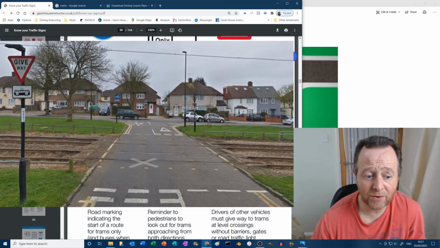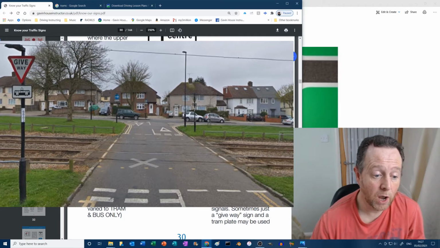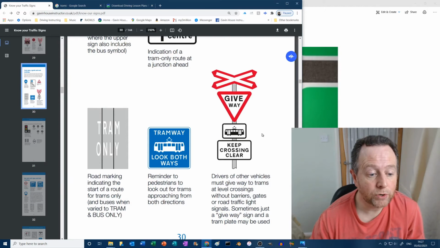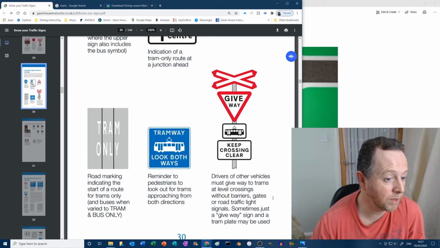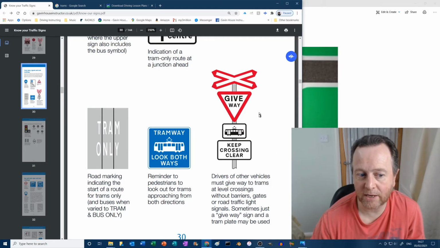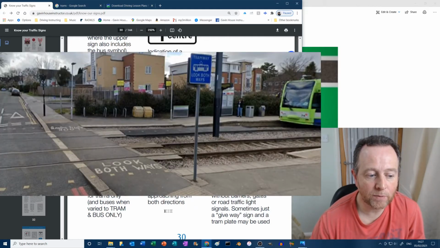Same as this, there you go, there's your level crossing. But it's for trams rather than trains, that's all. But I mean, it's just as dangerous. So we've got drivers of other vehicles must give way to trams at level crossings without barriers, gates or road traffic light signals. Sometimes just a give way sign and a tram plate may be used. They can give lots of different things, but treat with extreme caution. Reminder to pedestrians, look for trams approaching from both directions.